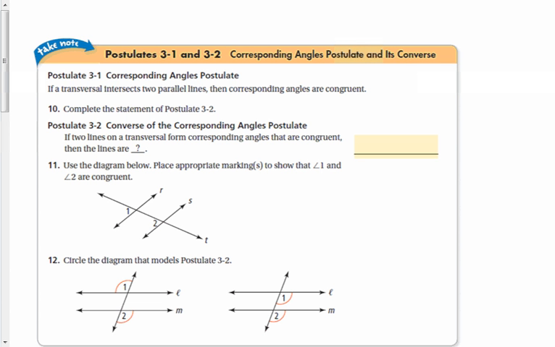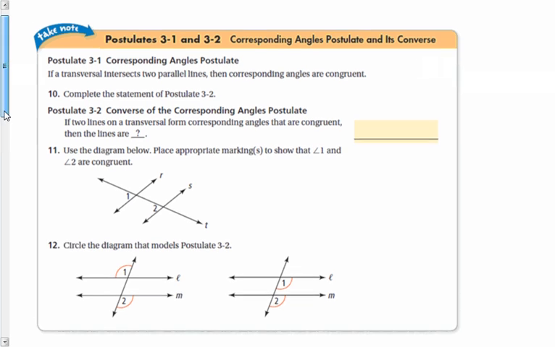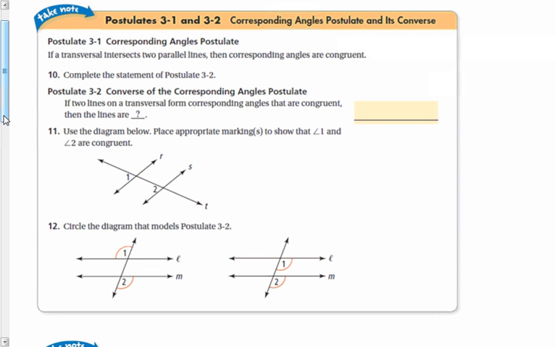All right, so here's the postulate we're going to use. Postulate 3.1, that was the one we learned in the last lesson. Corresponding angles postulate says if a transversal intersects two parallel lines, then corresponding angles are congruent. And this new postulate is just the converse of that. So you can think about what that is and see if you can identify it.